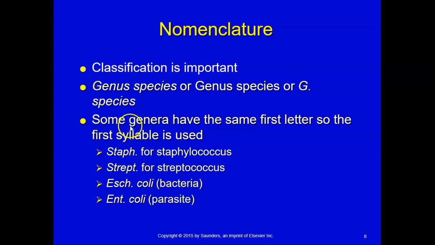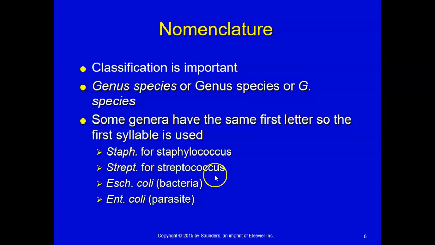The first syllable of the genus is used, since sometimes genera have the same first letter. For example, for the genus Staphylococcus, we abbreviate that Staph. And notice how the S is capitalized in the genus and it's written in italics. So to be technically correct, the genus should be capitalized and italicized, and the species should be lowercase.